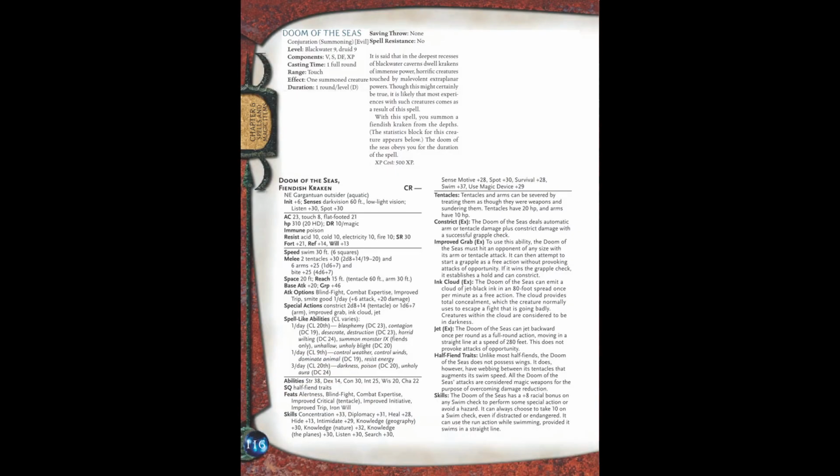Let's see. Doom of the Seas, which is summon the Kraken. I don't think I have to say more about this spell than it summons a Kraken. Notably, a fiendish Kraken, where they thought of actually putting the entirety of the stats here, so I actually thank them for that. Especially since it's in the newer format where you can actually tell what this thing can do, as opposed to the Monster Manual.